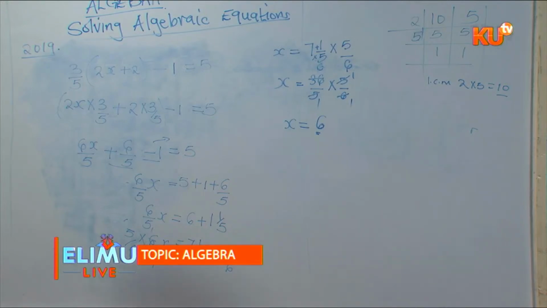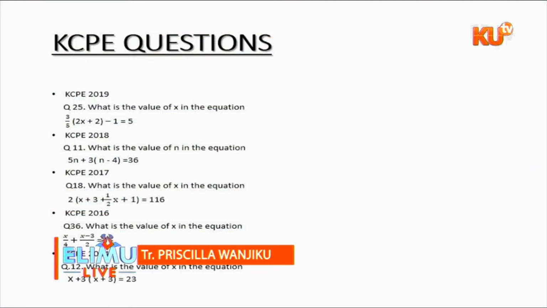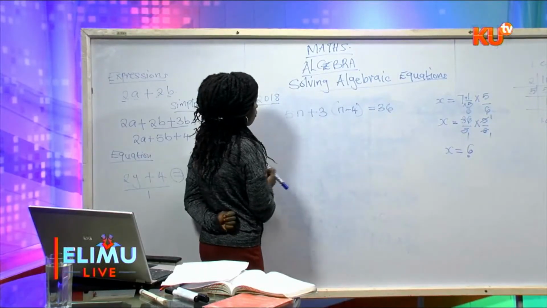2018, we had a similar question. In question number 11, so this was year 2018, question number 11, 5n plus 3 bracket n minus 4 is equal to 36. So we are looking for the value of n. For us to get the value of n, you can see we have a bracket inside here, so we have to open it up first.